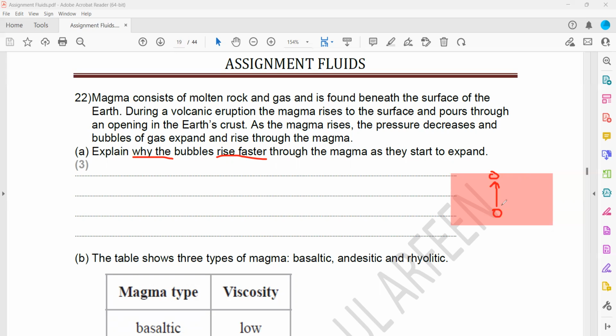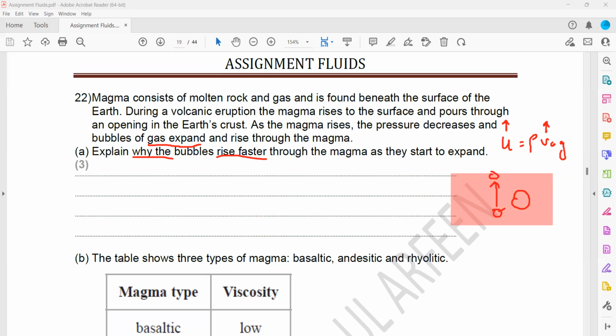As the pressure is decreasing, the volume of the gas will increase. And we know the upthrust is equal to the density of the fluid, times the volume of the object, times gravity. As you can see in the question, they already mentioned the bubble of gas expands. So as it expands, its size increases, the volume increases. If the volume increases, what happens to the upthrust? The upthrust will also increase. The upthrust depends on the density of the fluid, the volume of the object, and gravity. So if the volume increases, the upthrust will increase.